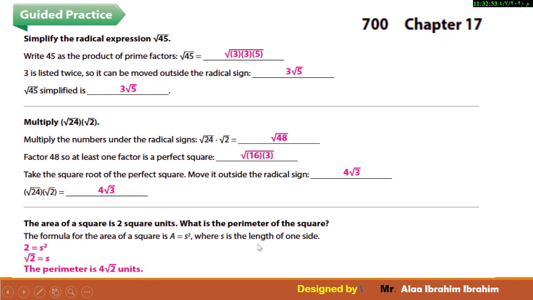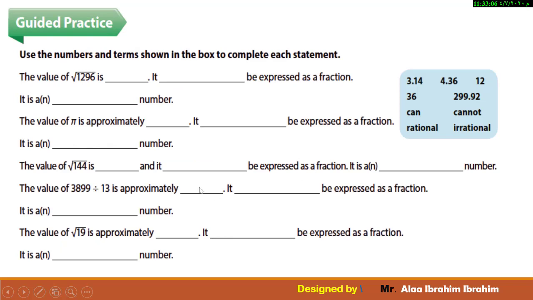Then I need to find the perimeter of the square. The perimeter is side times 4. The side times 4. So 4 times root 2 is 4 root 2. So this is your perimeter now. Now we're going to fill in these things.